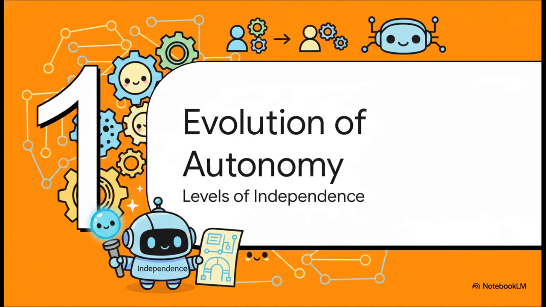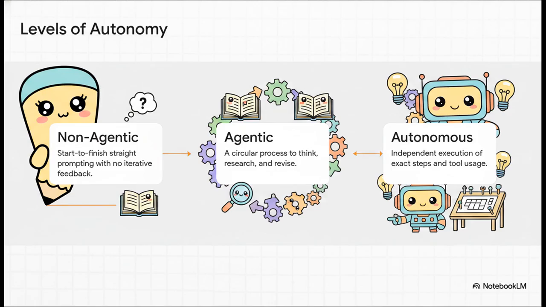Section 1. The evolution of autonomy. So before we can go off and build the complex systems of tomorrow, we really need to understand exactly how our workflows, and honestly, our entire relationship with AI, are shifting right now. It's all about how much independence we're actually handing over to the machine.